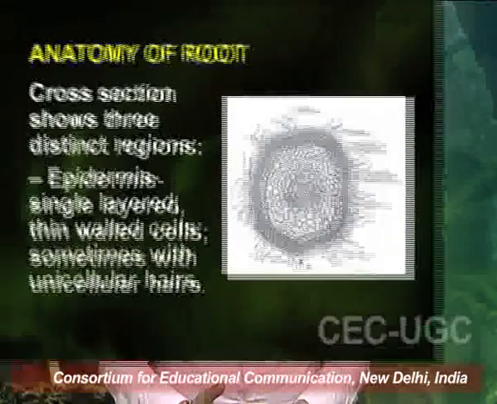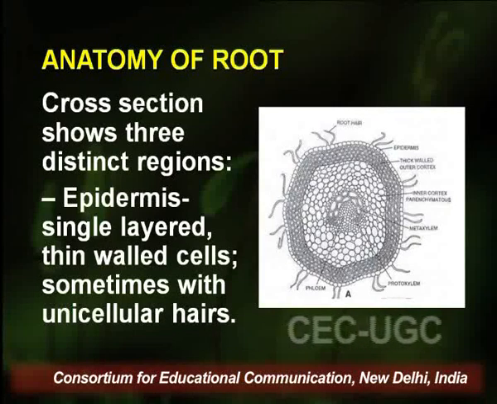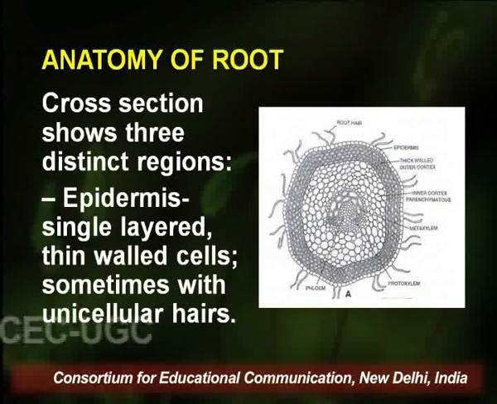Now, let us look into the cellular details of various body parts of Lycopodium. As far as the anatomy of root is concerned, if we see the cross section of a root, we could very distinctly demarcate the entire structure into three distinct zones. The first and the outermost is the epidermis. The epidermis has single layered parenchymatous barrel shaped cells.